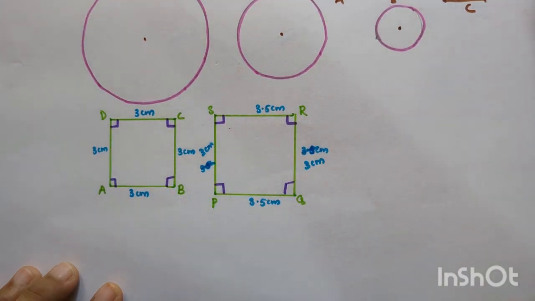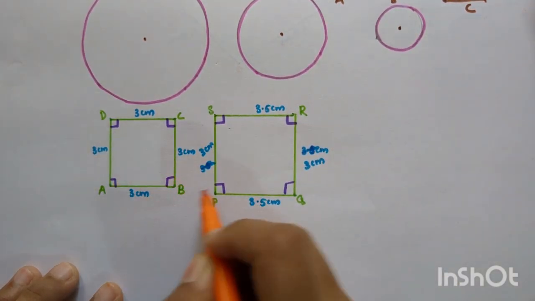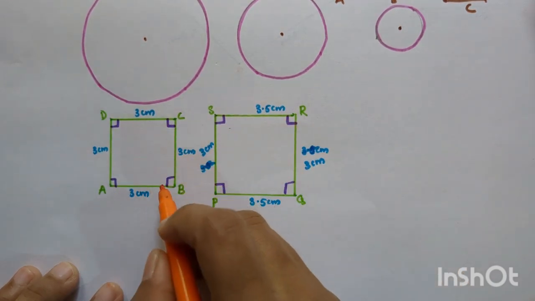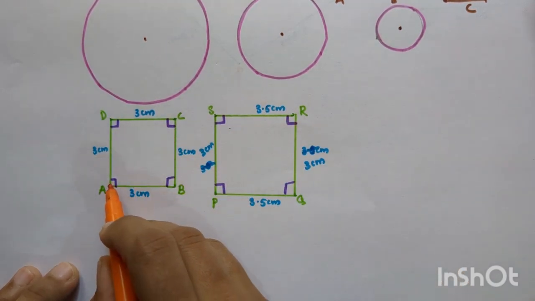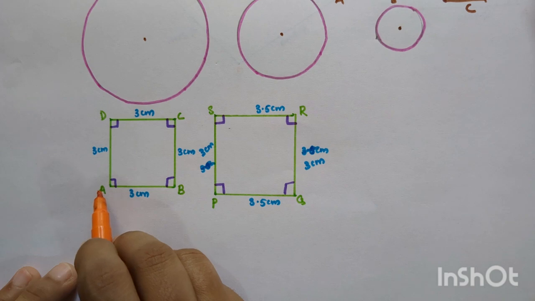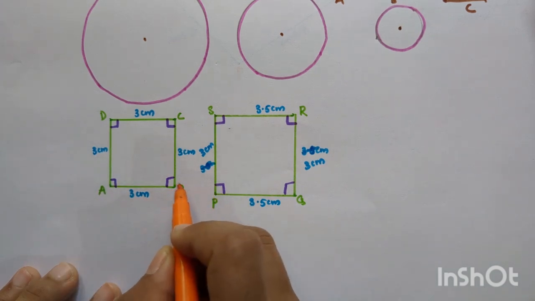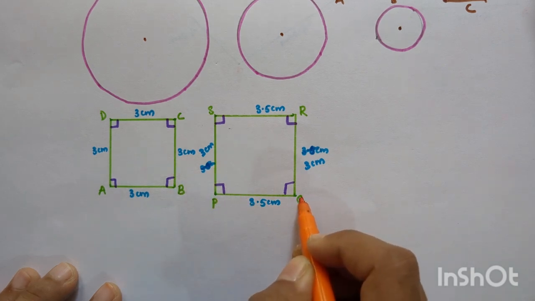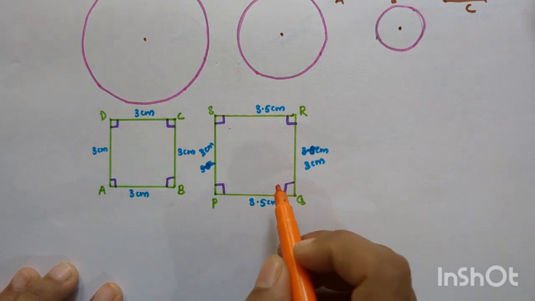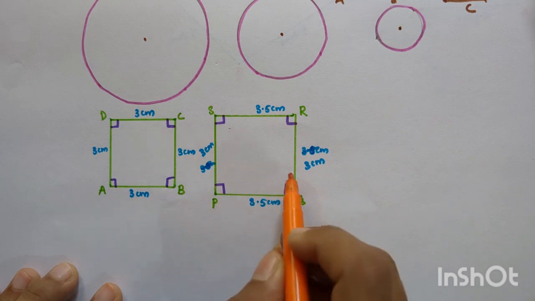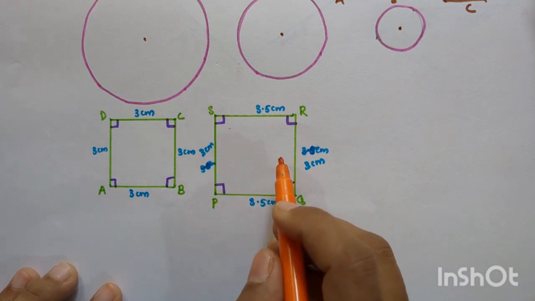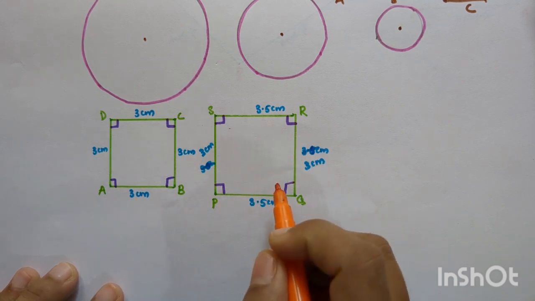Now you see, when you see the angles, all these angles are 90 degrees, no? So corresponding to vertex A, we have 90 degrees. Corresponding to vertex A, here we have vertex P and the corresponding angle is 90. Corresponding to vertex B, here we have 90 degrees. Corresponding to vertex B, here we have vertex Q and the angle is 90 degrees. So here all the corresponding angles are equal. So the first condition for two figures to be similar is satisfied.